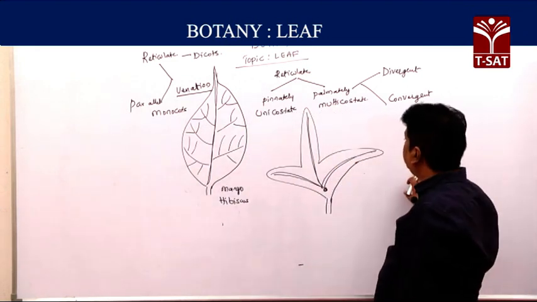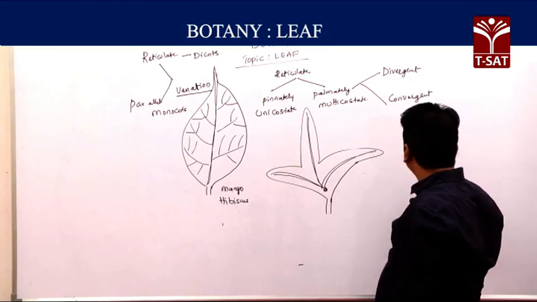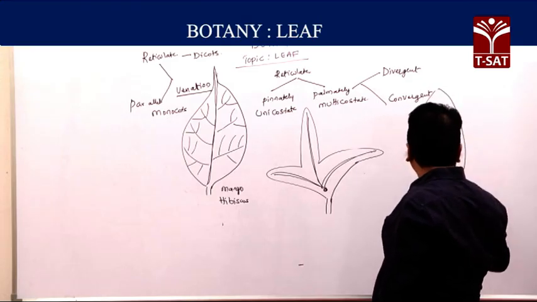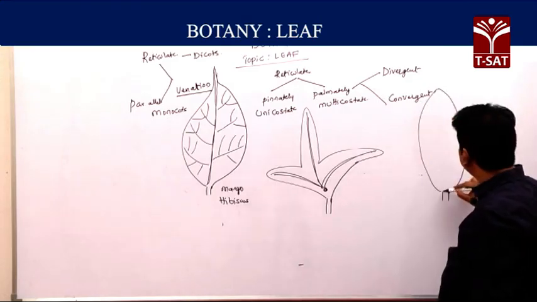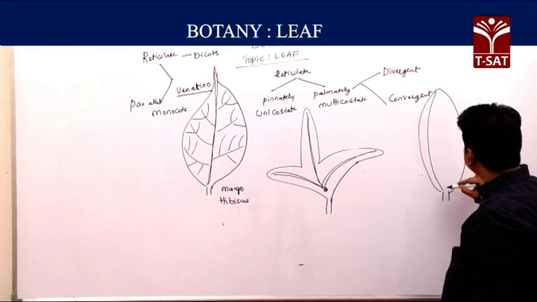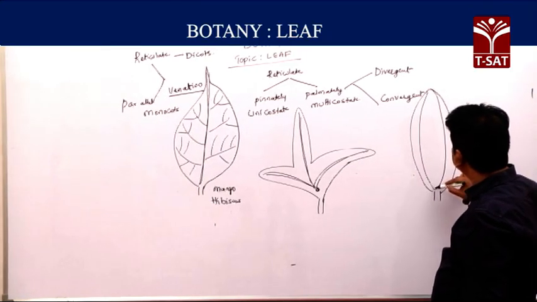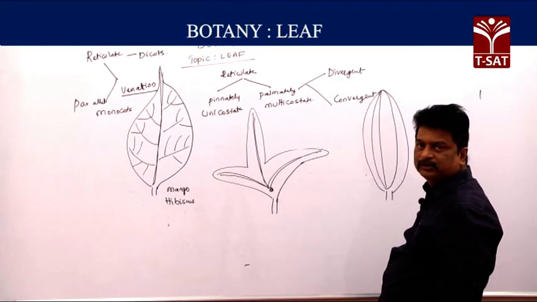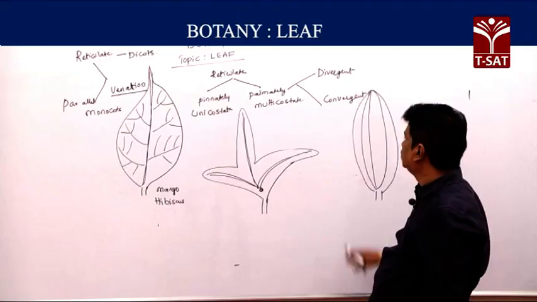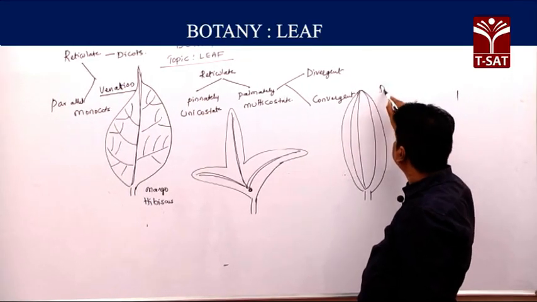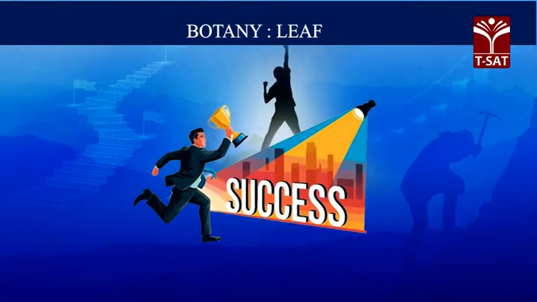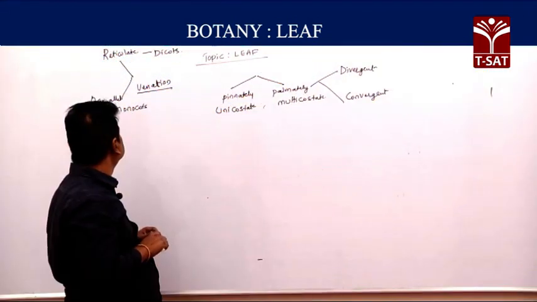Second one, palmately reticulate convergent. Palmately reticulate convergent is generally seen in unlobed leaf lamina. If the leaf lamina is unlobed, several midribs run from base to apex. All those midribs converge at the apex. So it is called multicostate reticulate convergent. Example for this, Dioscorea.